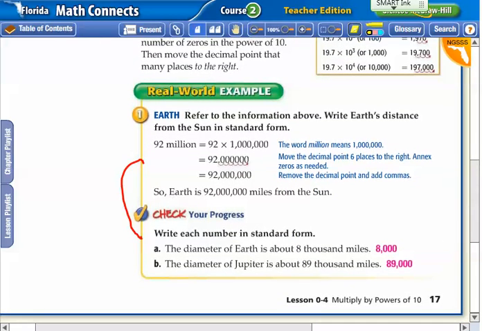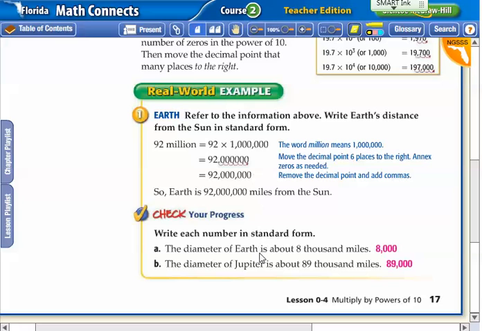you'll see that when you take 92 million, that's 92 times 1 million, you'll notice that there are 6 zeros showing here. 1, 2, 3, 4, 5, 6. So your decimal point always follows here. So we move 6 places to the right.